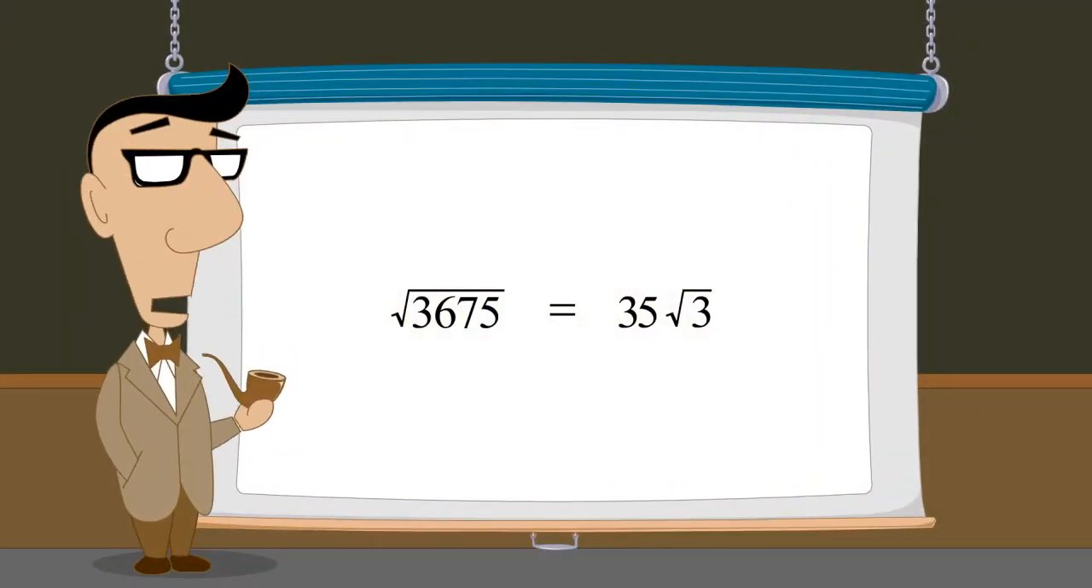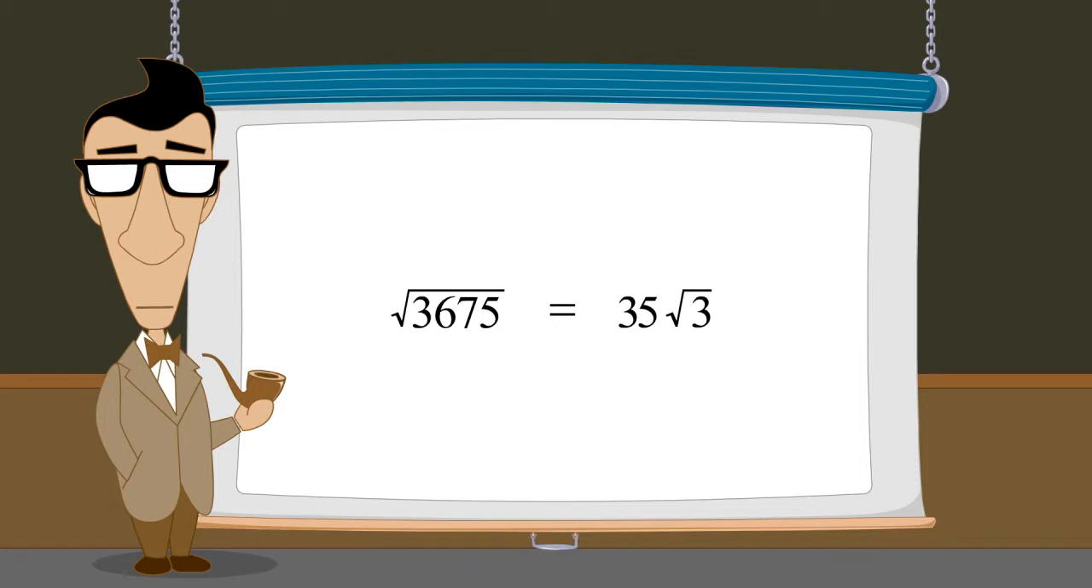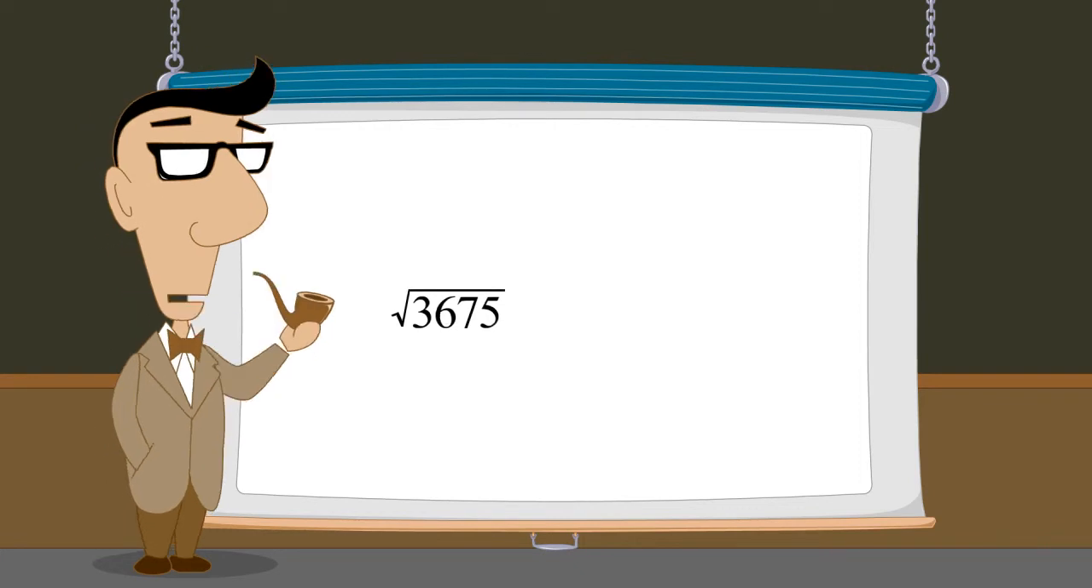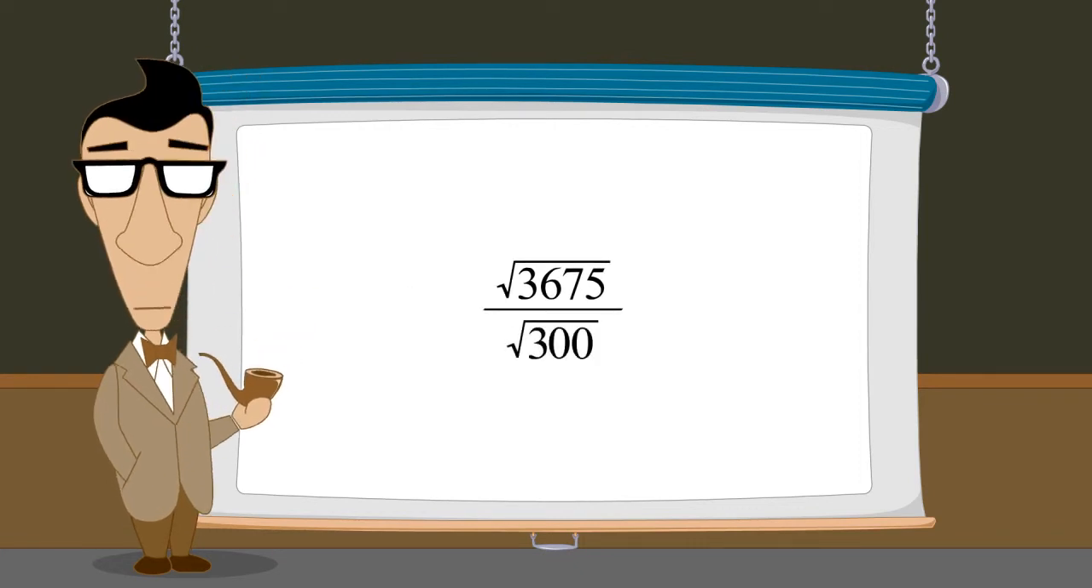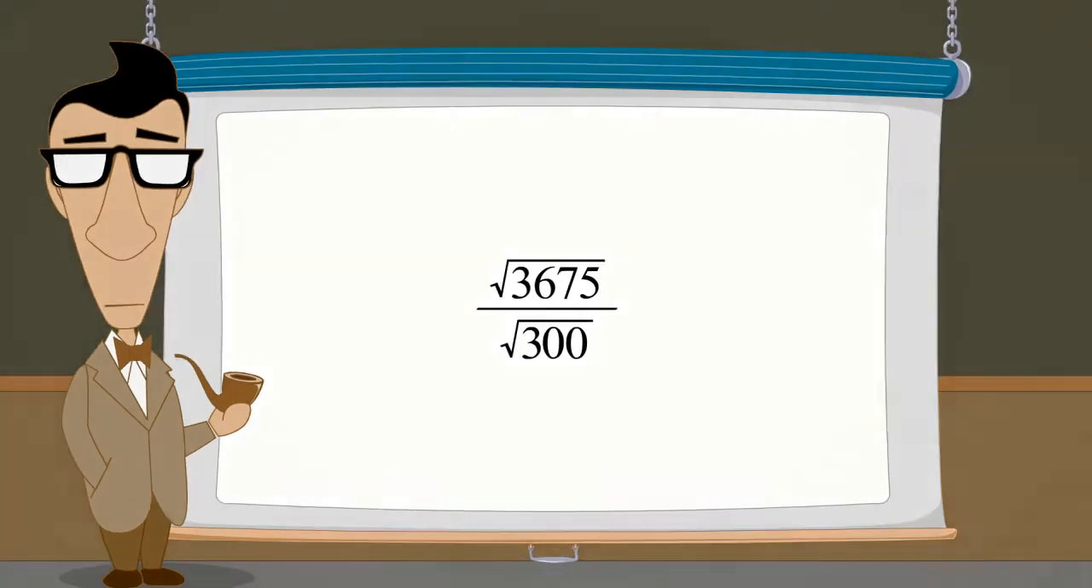35 times the square root of 3 may be easier to work with than the square root of 3,675. However, there is another advantage to writing a radical expression in this form. Let's say that we wanted to divide this square root by the square root of 300. Now this quotient does not look very easy to simplify.